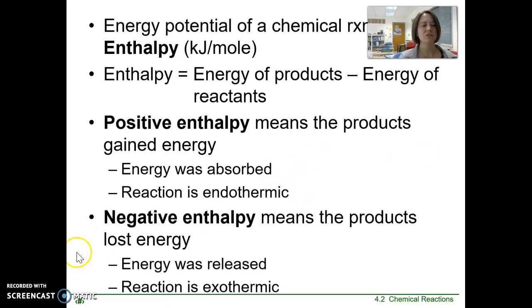The opposite is also true. Negative enthalpy means the products lost energy. That means the energy of your products is lower than the energy of your reactants. When you subtract a bigger number from a smaller number, you get a negative number. And if you lost energy, it means it was released, which means it was an exothermic reaction. So negative enthalpy means the products lost energy, and it's exothermic.